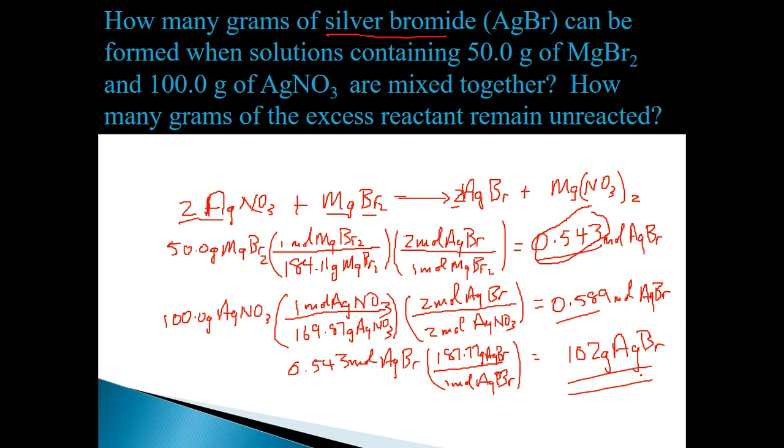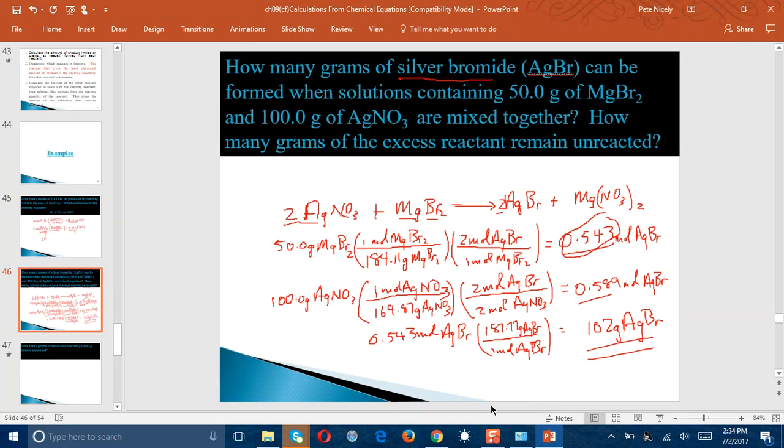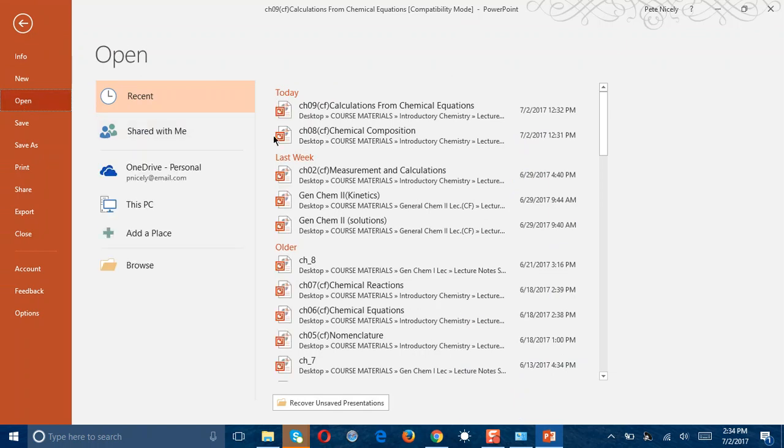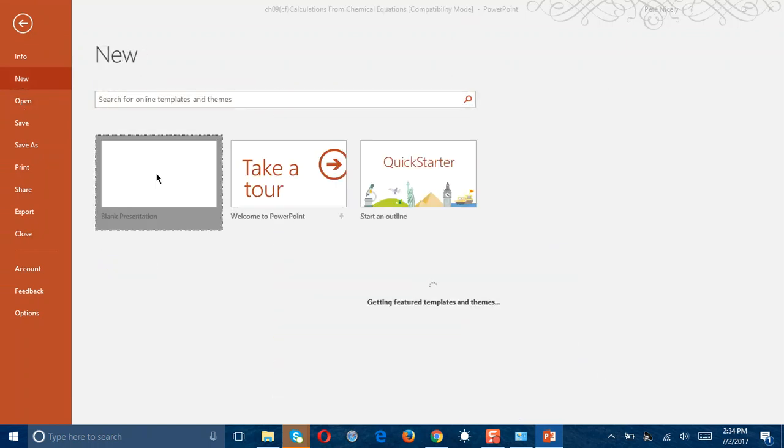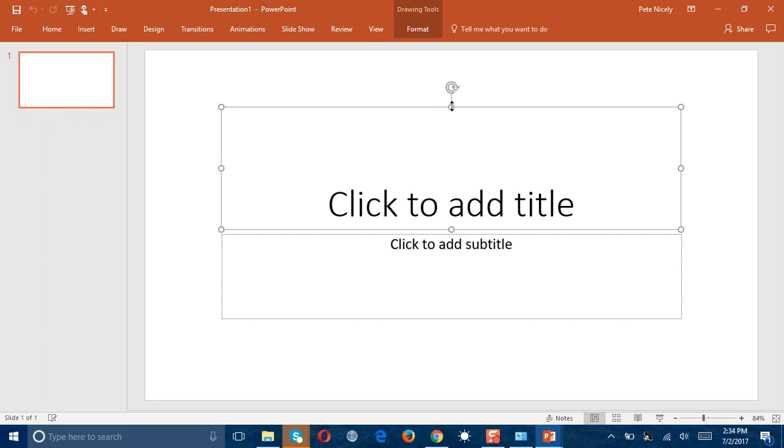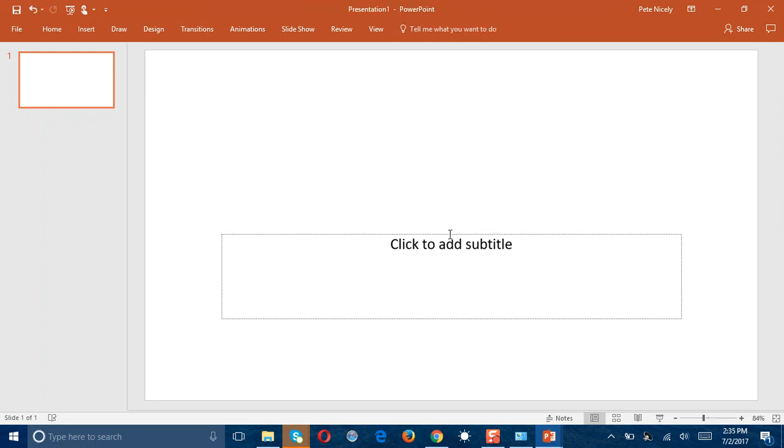All right. So on to the next step, and I'm going to need some more space to do the next step, because the next question is asking how many grams of the excess reactant remain unreacted. So what I'm going to do is get out of this for the time being, and I'm going to open up a new document.